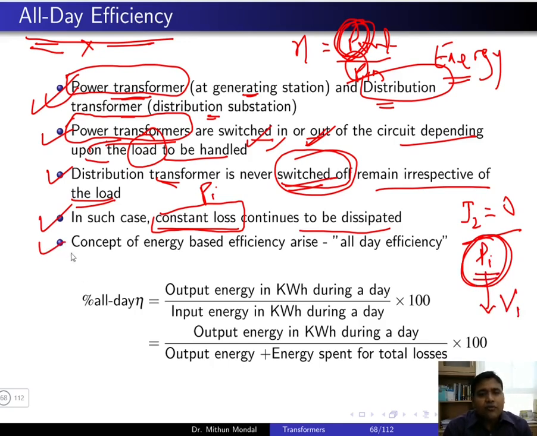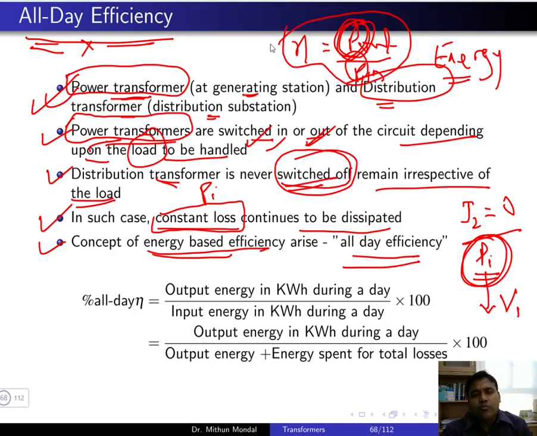So the concept of energy based efficiency is known as all day efficiency. Here, whenever we were defining the efficiency, we defined it in terms of power. Power output by power input is the normal efficiency, whereas when energy is used to calculate the efficiency, it is known as all day efficiency. All day efficiency generally suggests how the transformer is being utilized.